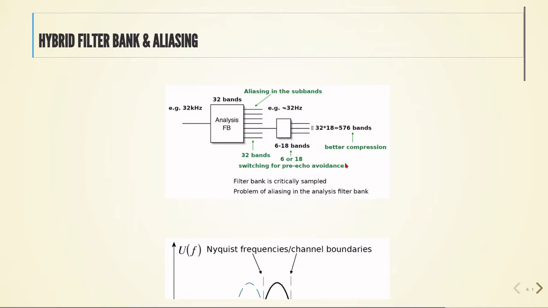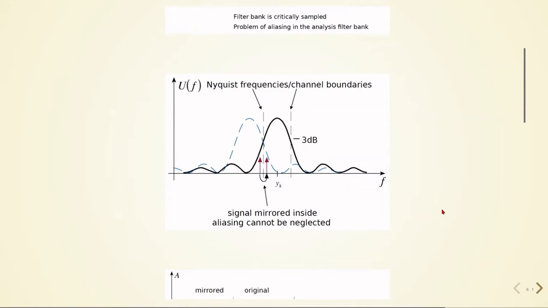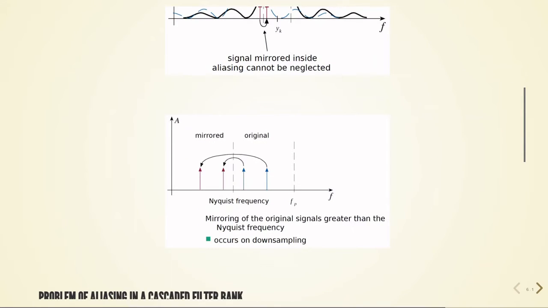So here we have the block diagram where we see the analysis filter bank with 32 subbands, and then we have aliasing in subbands, and then we know that the filter bank is critically sampled, and we have problems of aliasing in the analysis filter bank. So what happens is that the signal is mirrored inside, and aliasing cannot be neglected. So we have here, for example, a Nyquist frequency and Nyquist channel boundaries, and they are somehow overlapped, and we have these aliasing problems. So the mirroring of the original signals greater than the Nyquist frequency occurs on downsampling.